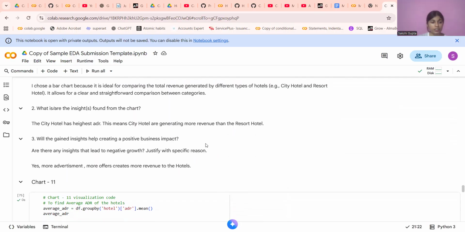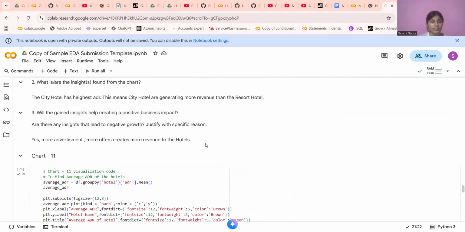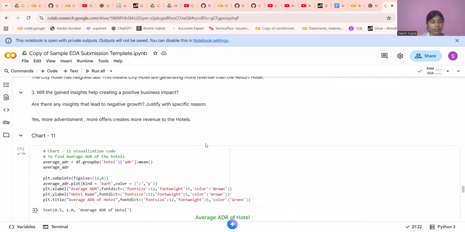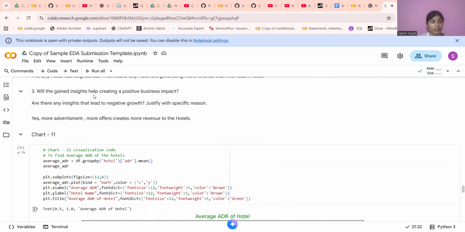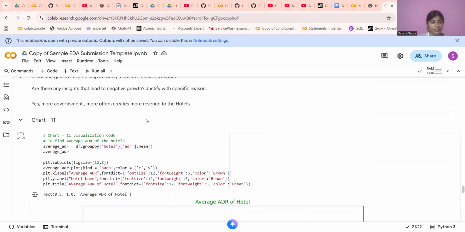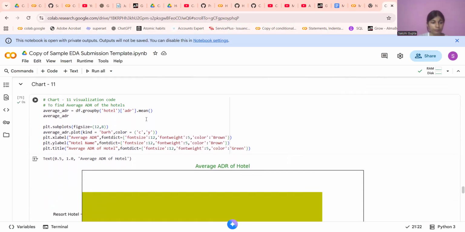And second question is, what is the insight found from the chart? The city hotel has the highest, meaning city hotels are generating more revenue than the resort hotel. The third question is, will the gained insight help create a positive business impact? Are there any insights that lead to negative growth? Justify with the specific reason. Then the answer is yes, more advertisement and more offers create more revenue for the hotel.